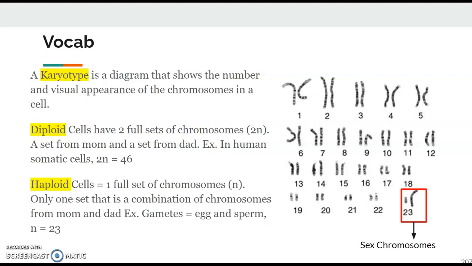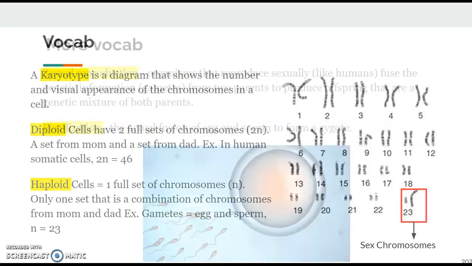So when you look at this karyotype to the side, is this a diploid or is it a haploid? Tell me in class, right? So haploid is just having one full set. I guess I could have found a picture of that.